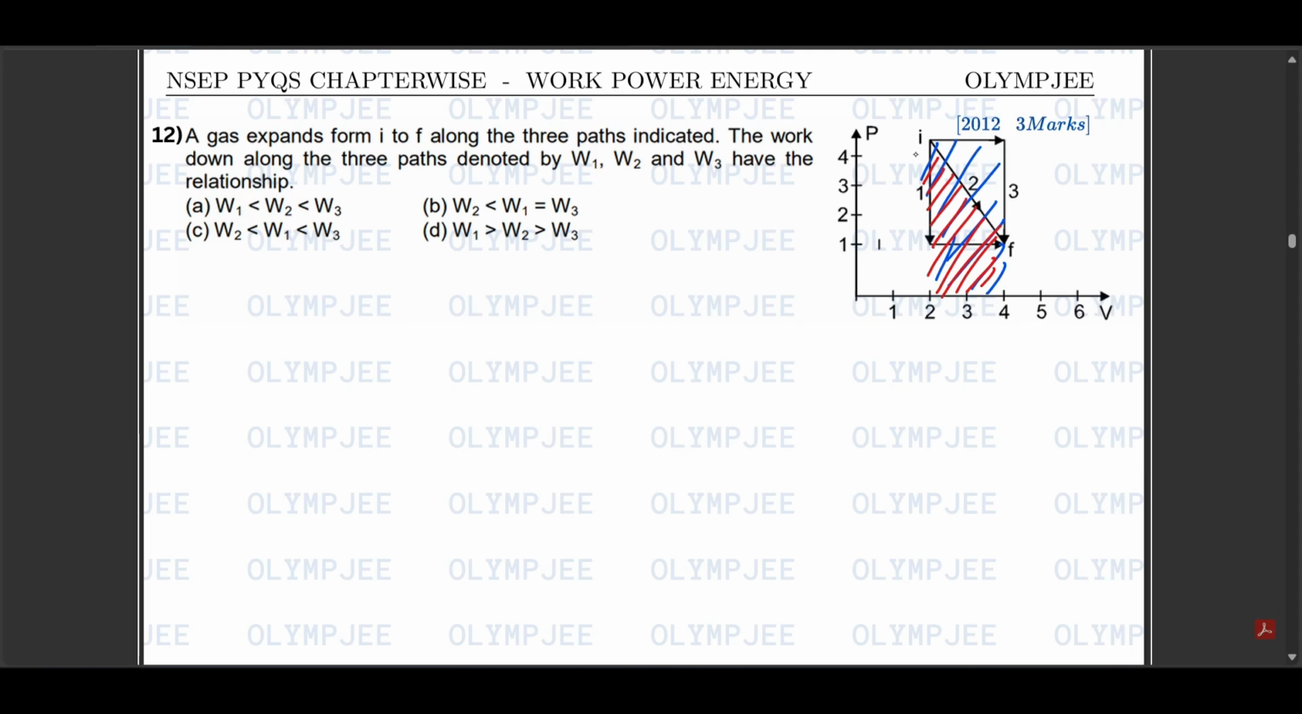For path 1, the area will be 0, so work done will be 0, because the particle is not changing the volume. If there is no change in volume, then delta V will be 0, so work done will be 0, which gives us the answer as A.